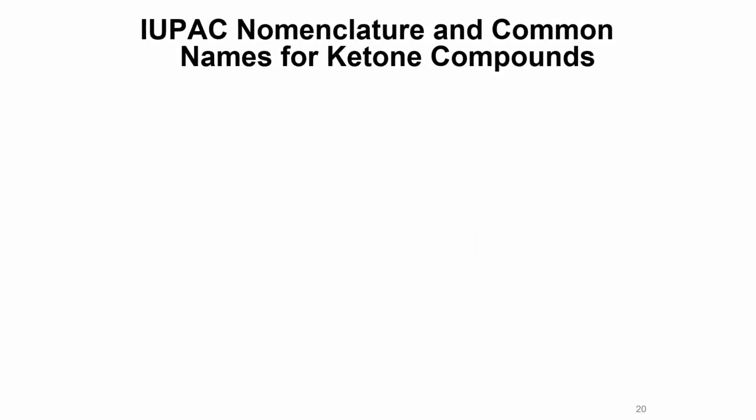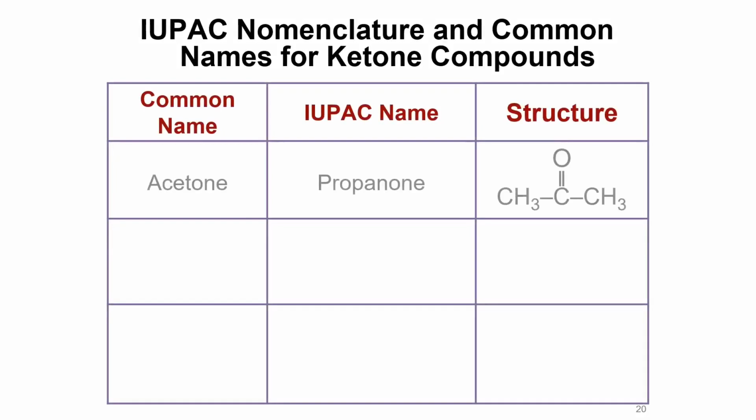IUPAC nomenclature and common names for ketone compounds. This structure has 3 carbons and has carbon double bond O at carbon number 2. So the IUPAC name for this structure is propanone. The common name for this structure is acetone.